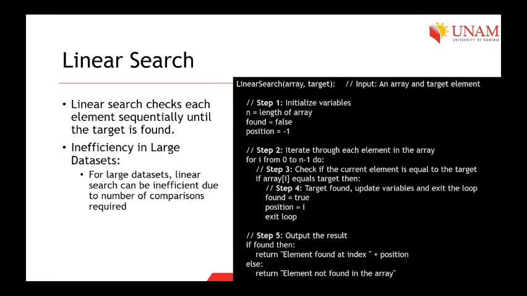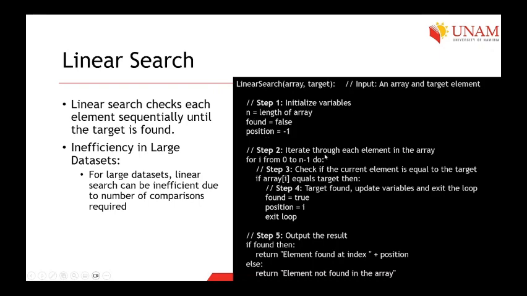The first step, if we look at it from an algorithm point of view using pseudocode, is that our linear search, which is the name of the algorithm, will require an input array as well as the target element that we are searching for. The first step is to initialize the variables, one to keep the length of the array, another to indicate whether we have found what we are looking for, which of course initially is false, and position is going to indicate in which position it was found in the array, the index.